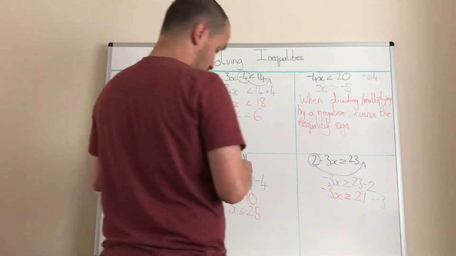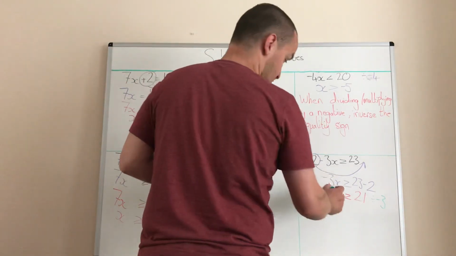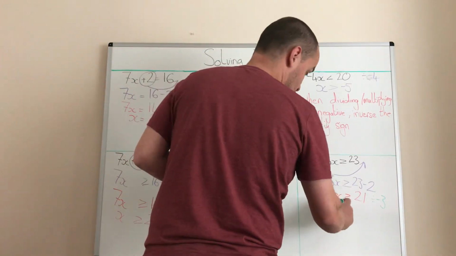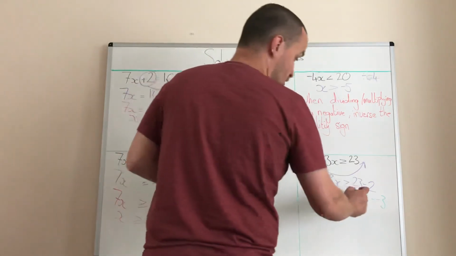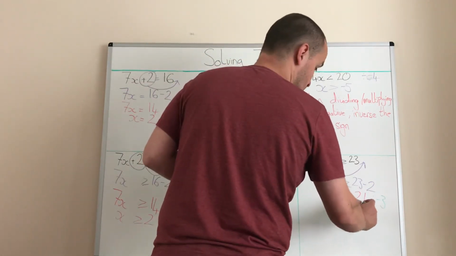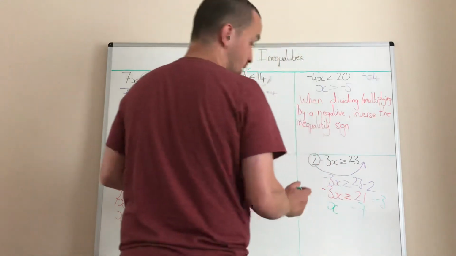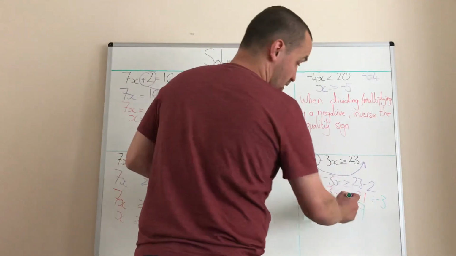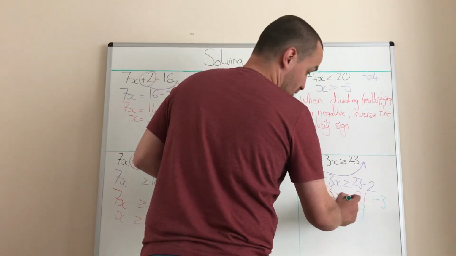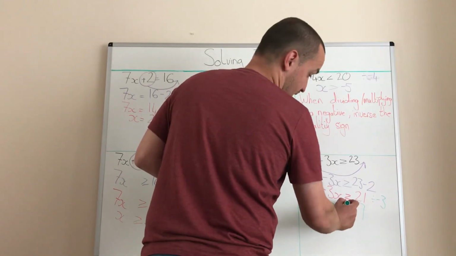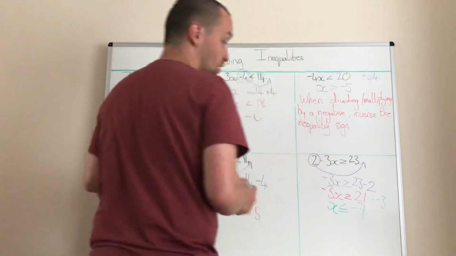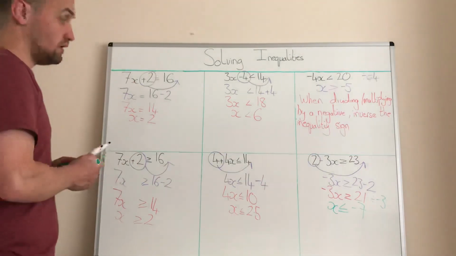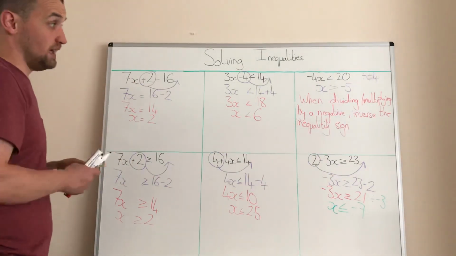So, minus 3x divided by minus 3 is just x. Okay? 21 divided by minus 3 is minus 7. And this inequality sign does the opposite. It's the inverse, okay? So it's greater than or equal to there. Here, it's less than or equal to minus 7. Okay, so you've got 6 examples there.